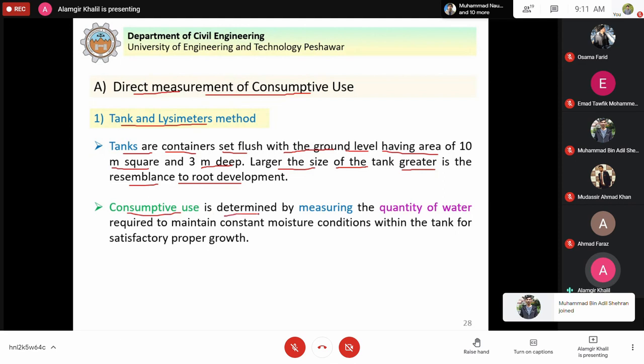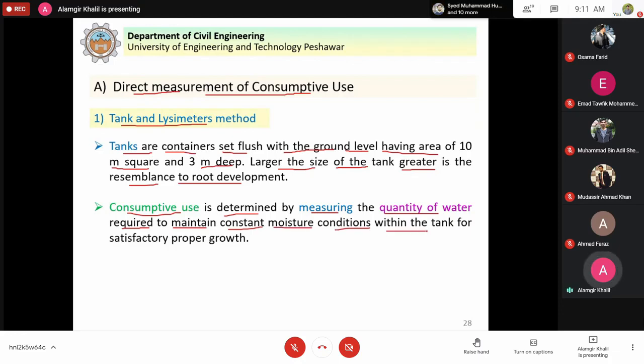Consumptive use is determined by measuring the quantity of water required to maintain constant moisture conditions within the tank for satisfactory proper growth. So in this case, the consumptive use, that is the water required by the plants to meet their evapotranspiration needs, is assessed by measuring the quantity of water required to maintain constant moisture conditions within the tank for proper growth. This is how we are assessing the consumptive use.